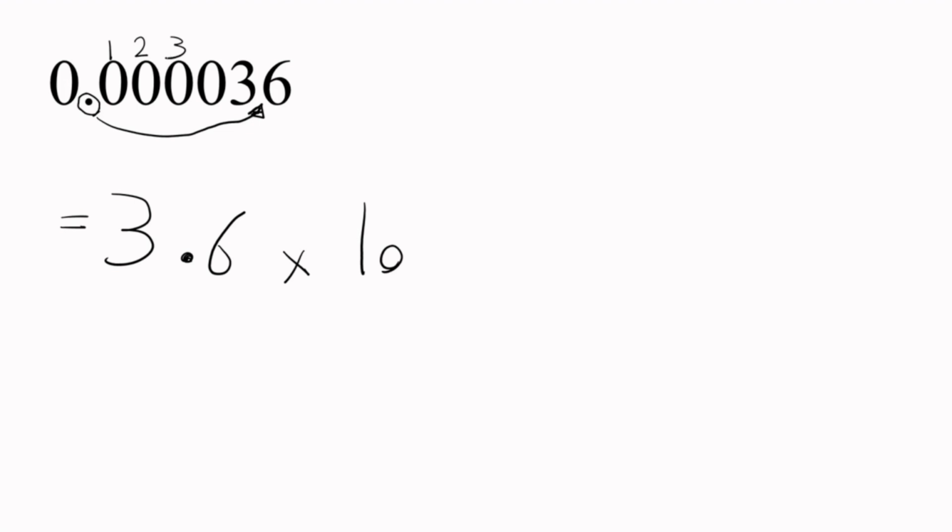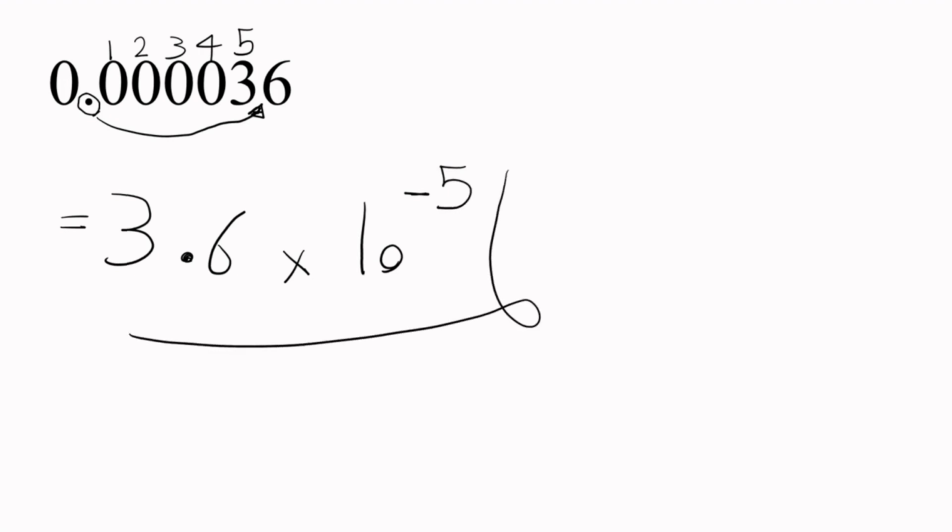Look at the last example. I must move this decimal after the first digit, which is not 0. It means I must move it between 3 and 6. So I'm going to write 3.6 times 10 to the power of something. For how many digits did I move the decimal? 1, 2, 3, 4, 5. So 10 to the power of negative 5. Why negative 5? Why not positive 5? Because I moved the decimal point to the right side, and second of all, the first number is really small, so the second number must be small as well.